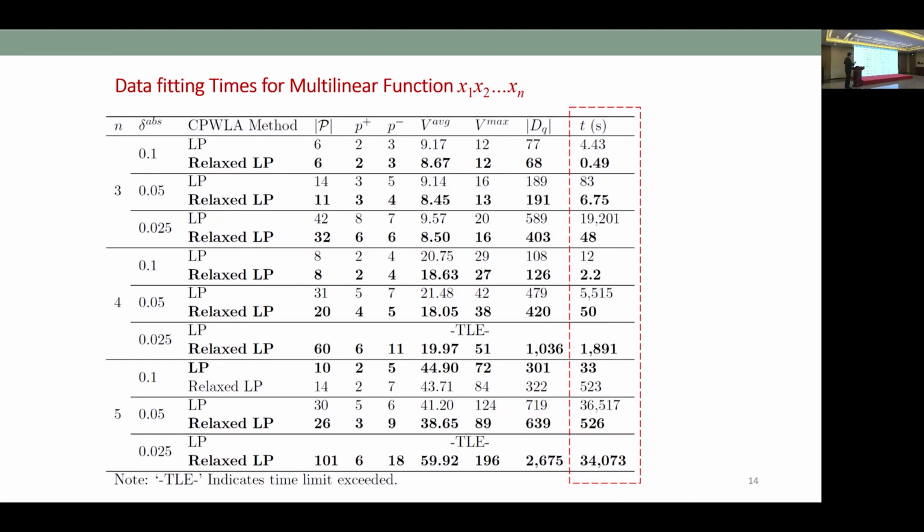The reason is we relax the problem such that a lot of redundant constraints can be removed during the solution process. We are still working in this area, and hopefully next year we will be able to solve functions with 10 variables. Right now we are only able to solve problems with 5 variables, but I think there is still room to improve in this approach.